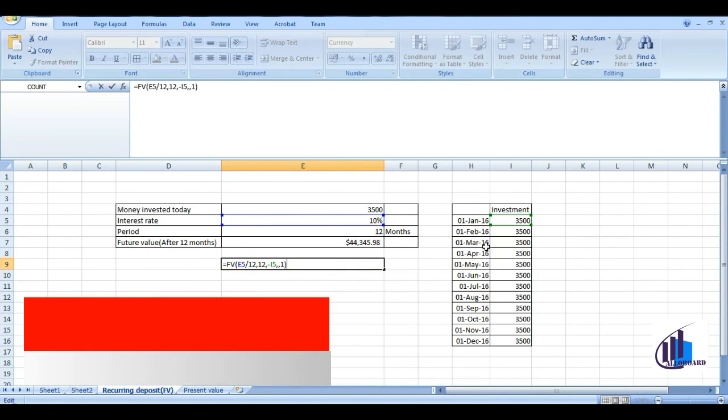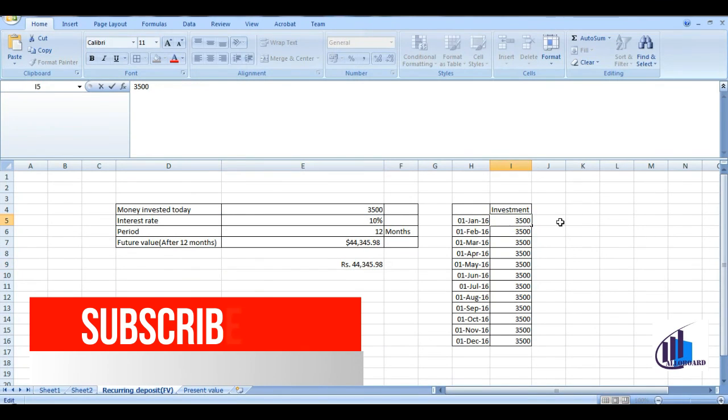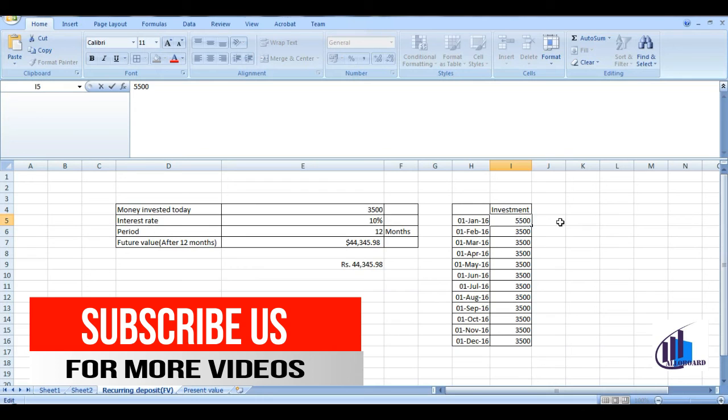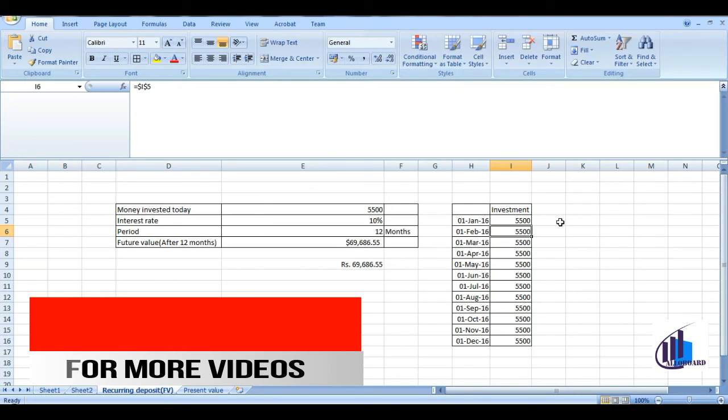If I change the investment amount, the money which I'll be getting after 1 year will also change. So this is called a future value of the present cash flow. You invest a certain amount each month, and you are expected to get a future value based on the interest rate the bank gives. This is called the future value.